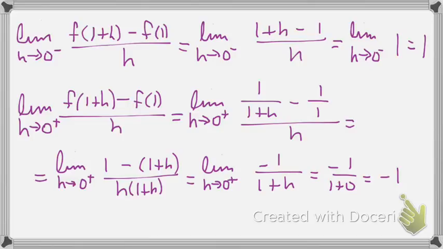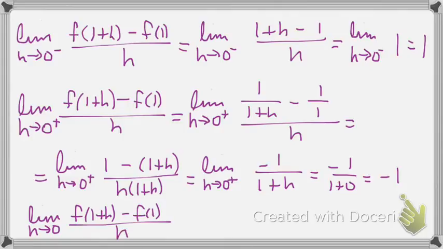You guys agree? So the limit from the left and the limit from the right both exist, but unfortunately they do not match. So the limit as h approaches 0 of f of 1 plus h minus f of 1 over h does not exist. And that's the definition of the derivative at 1. So the derivative at 1 does not exist.